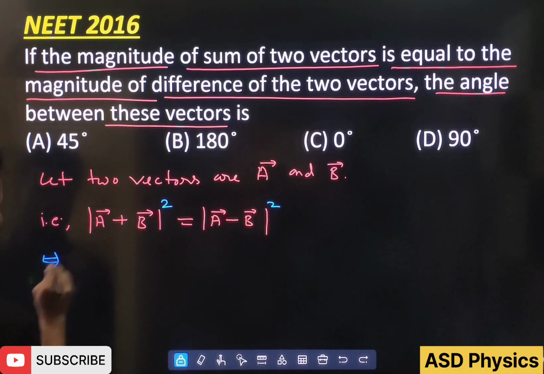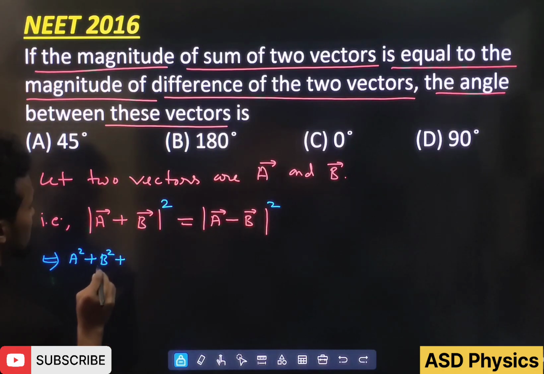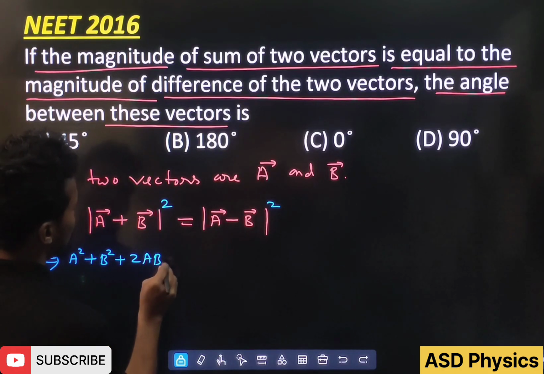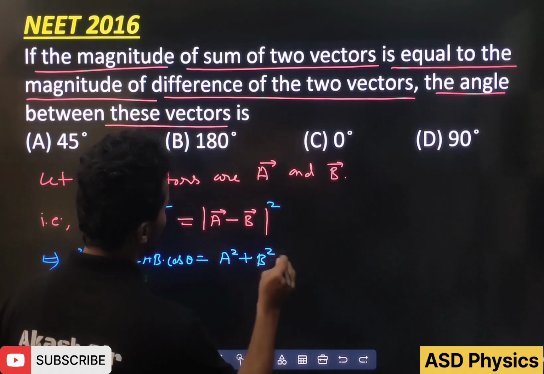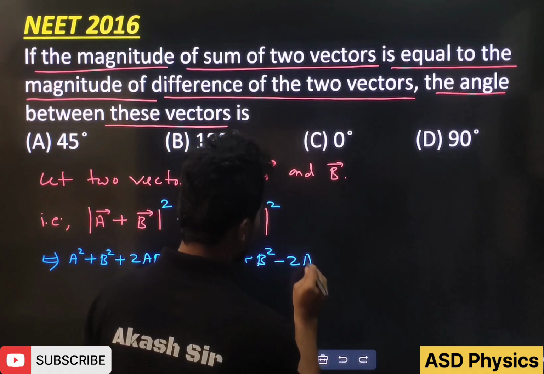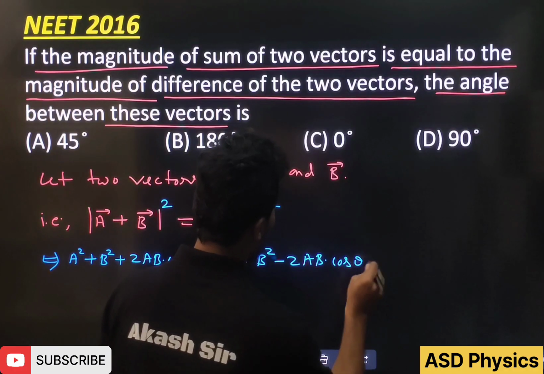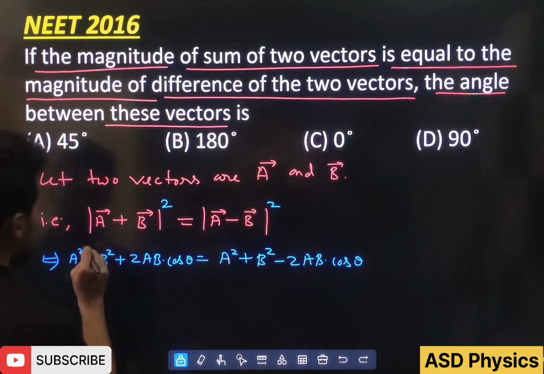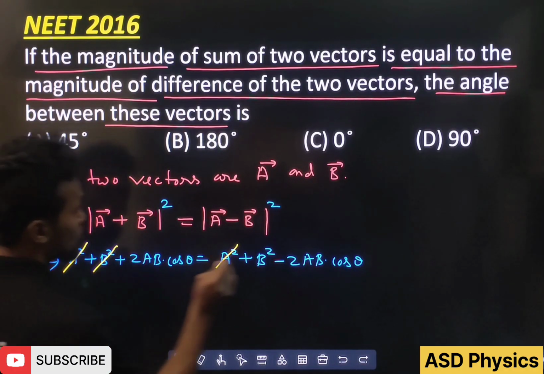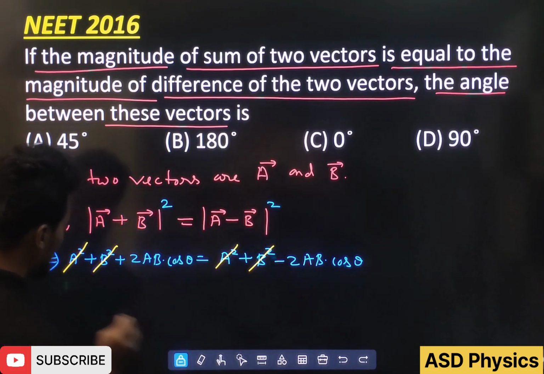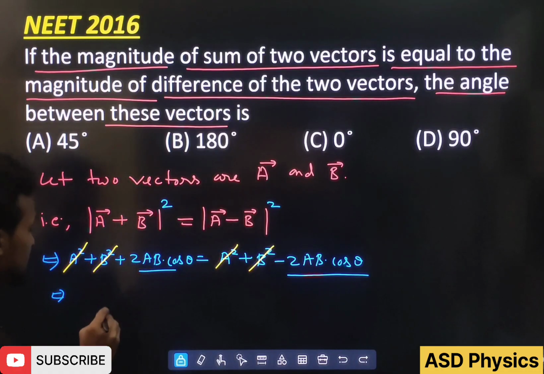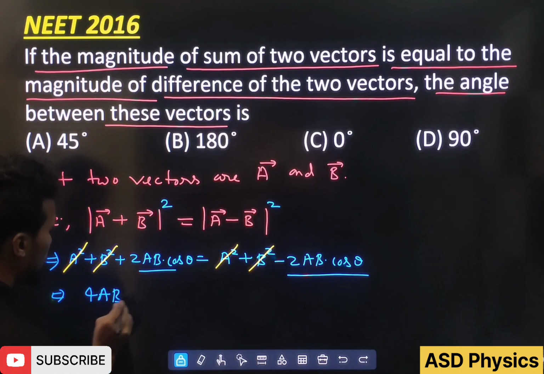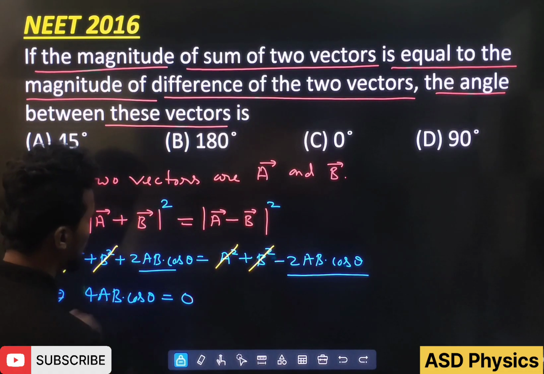So you know very well, mod A plus B whole square means, yes, magnitude we should know. For vector addition, A square plus B square plus 2AB cos theta is equal to A square plus B square minus 2AB cos theta. Okay, and what things will cancel out? Let's see here. A square cancels, B square cancels, okay? That means we can write this 2AB cos theta, and this minus 2AB cos theta I will take to this side. So it will come here, 4AB cos theta is equal to 0.